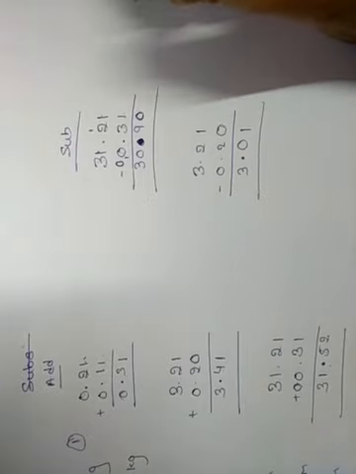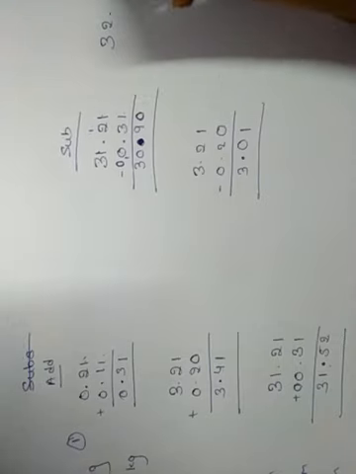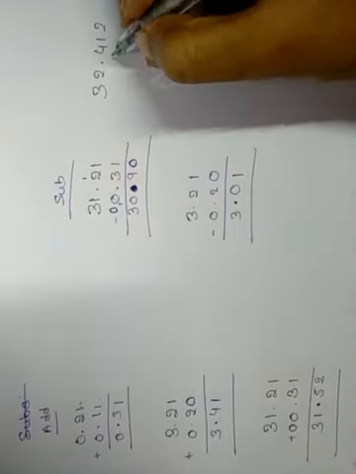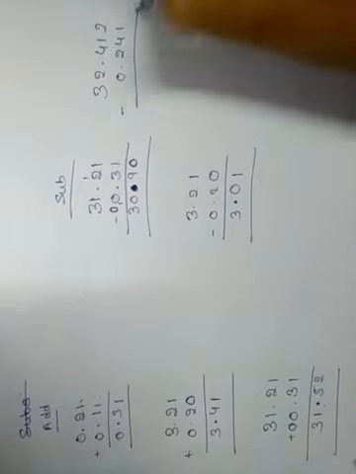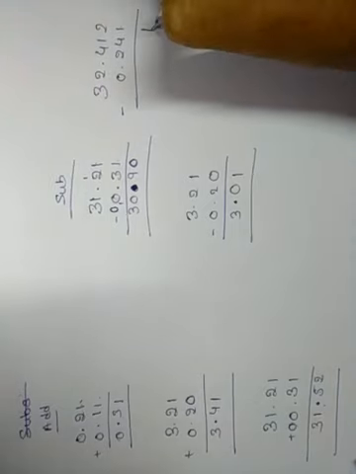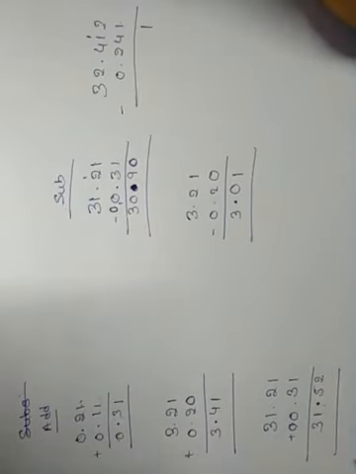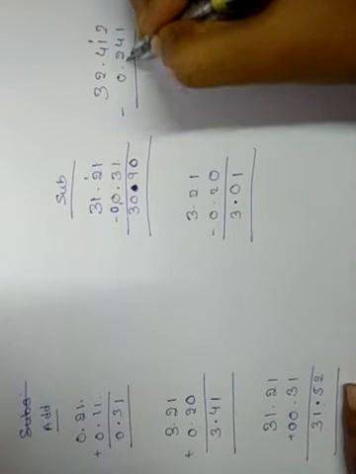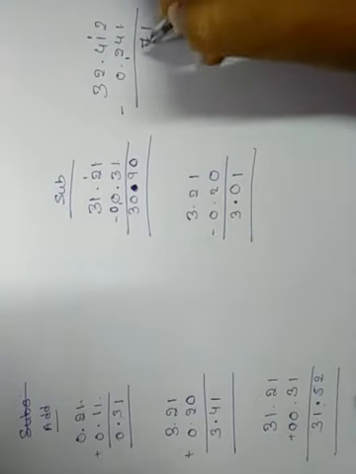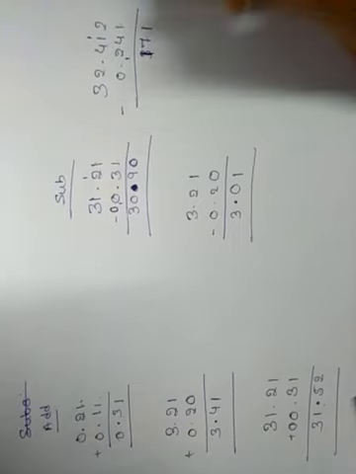Some more examples we'll take for subtraction. 32.412. Right? Now we'll subtract from this 0.241. Again the same thing. 2 minus 1 is 1. 1 minus 4, then it became 11. 11 minus 4, it is 7. And carry 1, I will borrow 1 here. 4 minus 3, that is 1. 4 minus 3 will get 1.